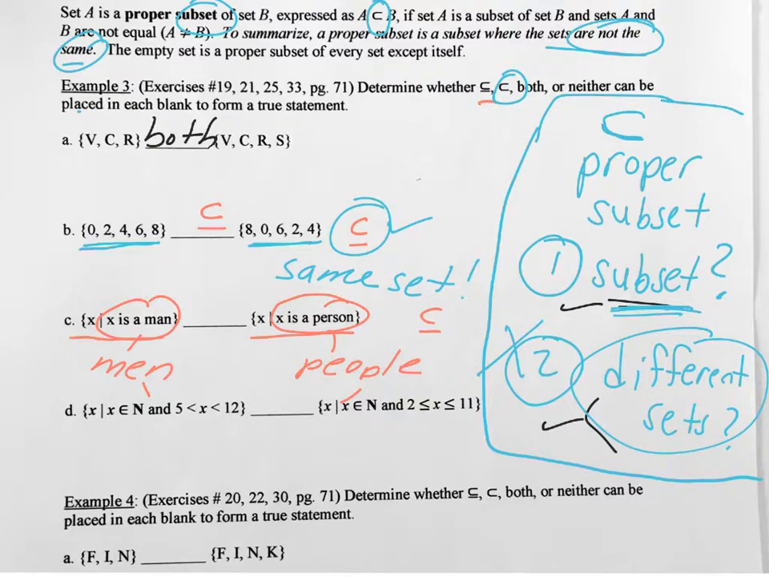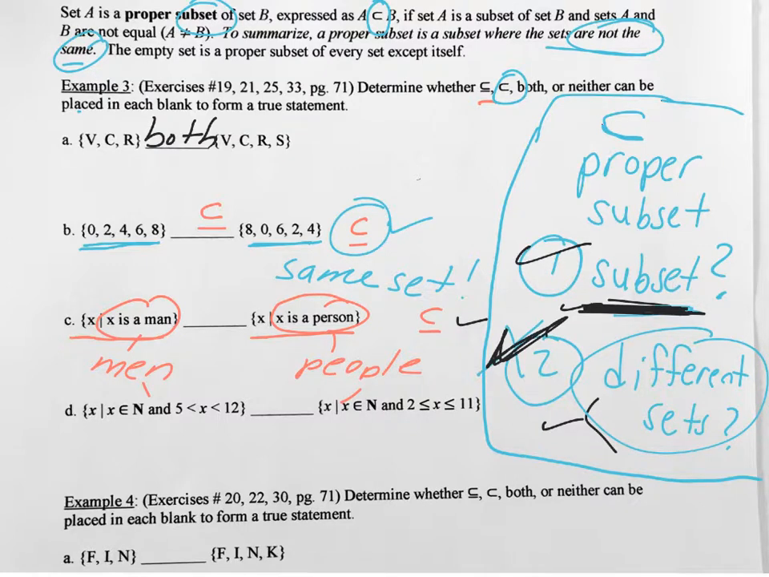So we got to go over to our criteria. Is it a normal subset? Yes. It passes criteria 1. We just said a minute ago it's a normal subset. Criteria 2, are they different sets? Yes. Now it passes criteria 2 because the set on the right is larger.